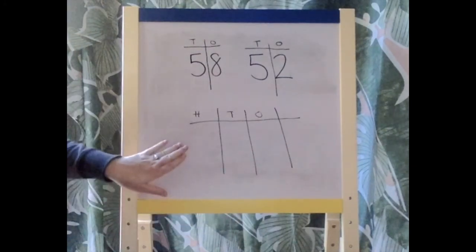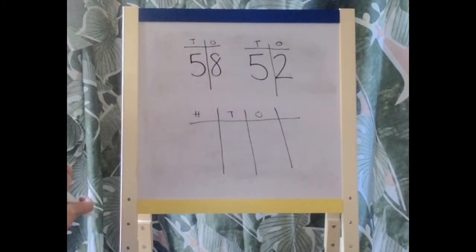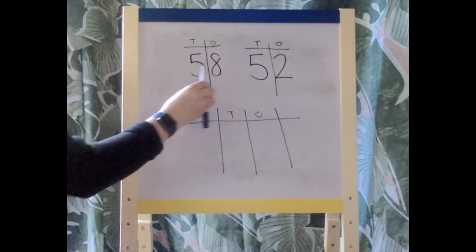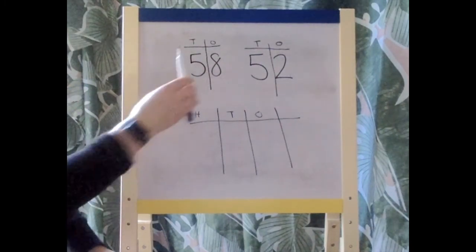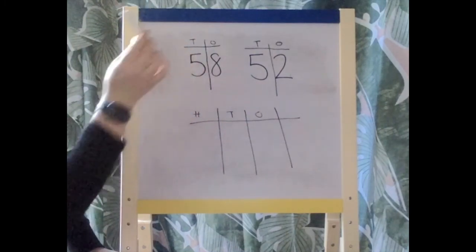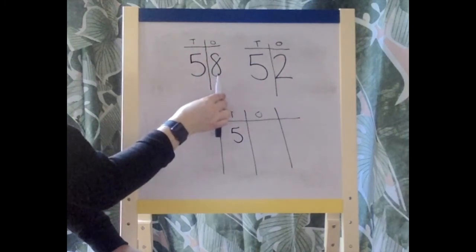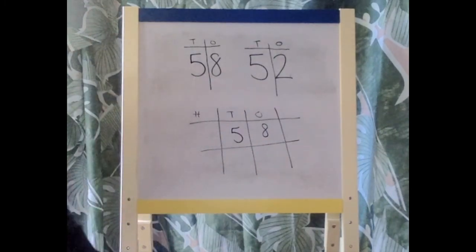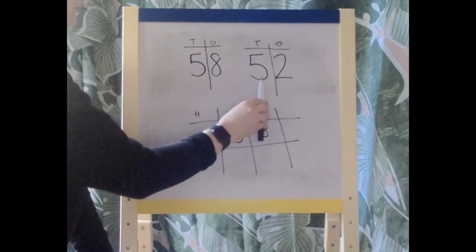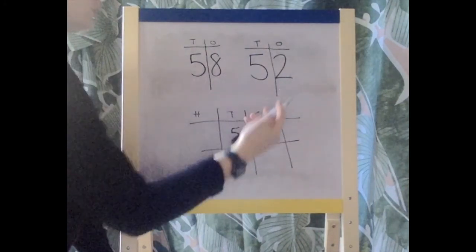Okay, so I've got my place value chart and I've partitioned my numbers into their place value column. So to figure out what number is the biggest, we go from left to right to see which number is the bigger one. So first number we've got here is we've got a 5 in the tens column. To the left, we've got an 8 in the ones column. So we've got 58. In this one, we've got 5 in the tens column as well. And over here, we've got a 2 in the ones column.